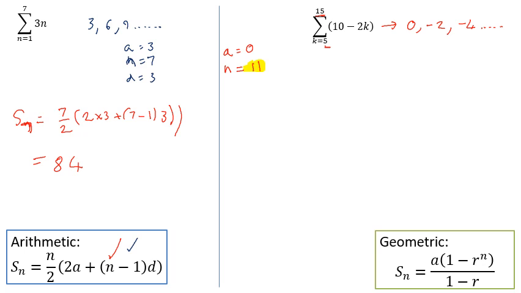And then finally, d is our common difference. So here, d is negative 2. Now we've got that, we simply input into our formula. So S of 11 is going to be 11 over 2 brackets 2 times 0 plus 11 minus 1 times negative 2. Therefore, we get negative 110, and that is the sum for that particular series.